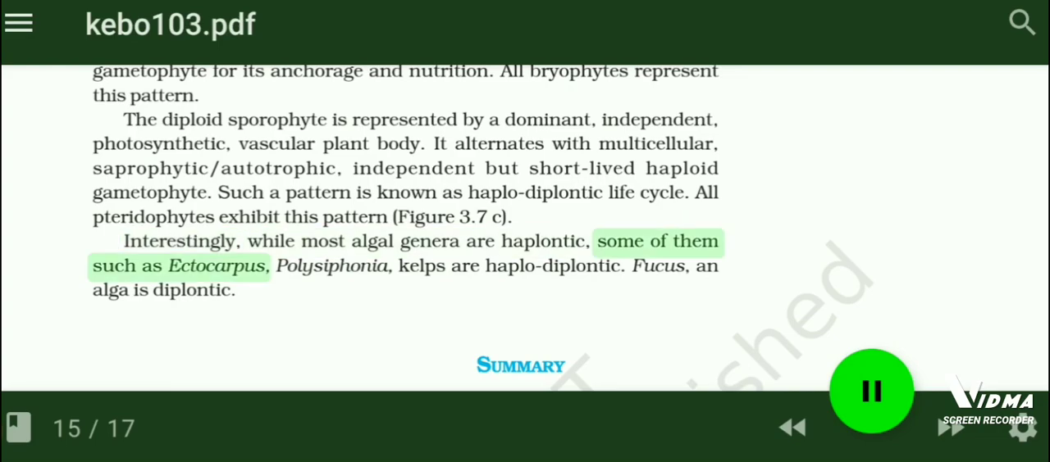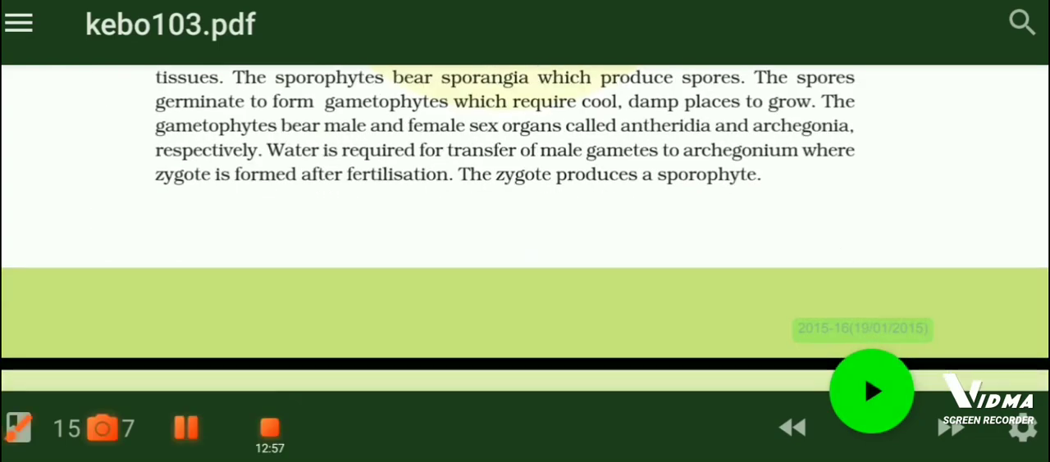The diploid sporophyte is represented by a dominant, independent, photosynthetic, vascular plant body. It alternates with multicellular, saprophytic, autotrophic, independent but short-lived haploid gametophyte. Such a pattern is known as haplodiplontic life cycle. All pteridophytes exhibit this pattern, figure 3.7c. Interestingly, while most algal genera are haplontic, some of them such as Ectocarpus, Polysiphonia, Kelps are haplodiplontic. Fucus, an alga, is diplontic.